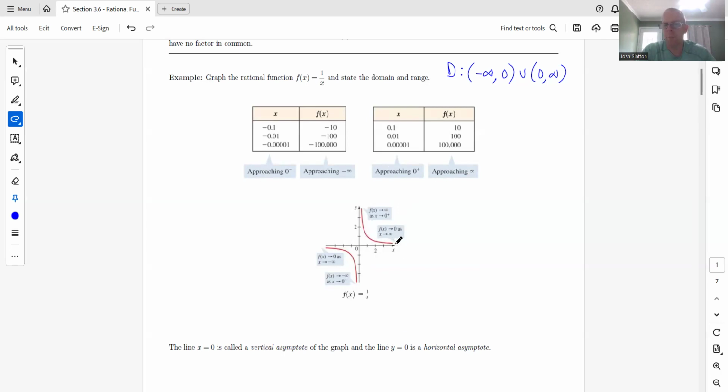You can see as we go out, and you can imagine this by plugging in bigger and bigger x values into the function, that y is going to get closer to 0. It's not actually going to get to 0. There's no way for this equation to equal 0. There's no solution to that equation.